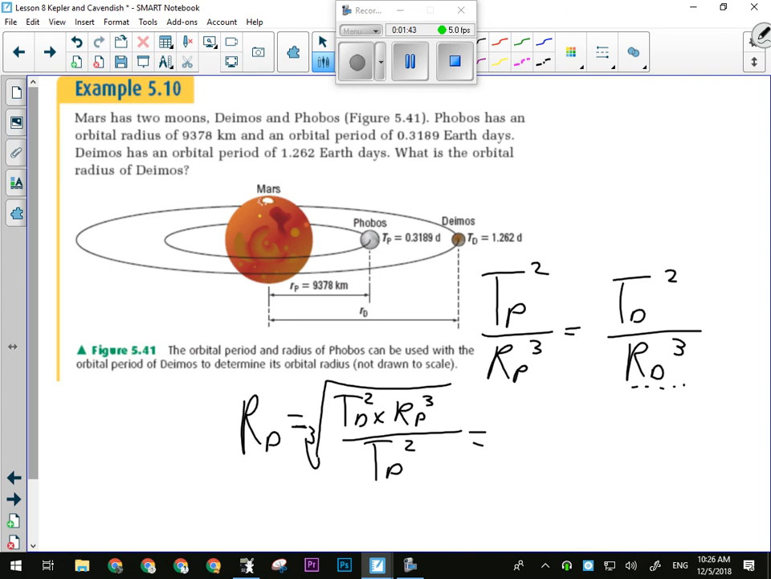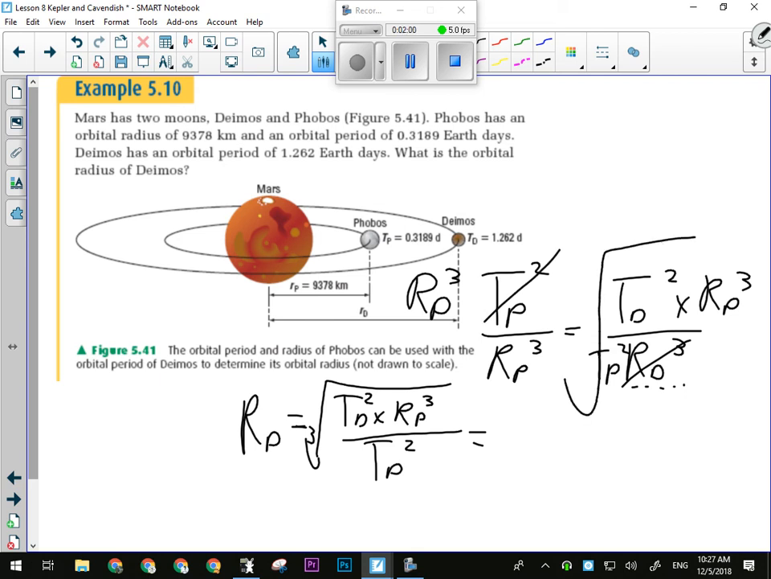Okay, the manipulation. So I multiplied both sides by the radius of Deimos cubed, so it canceled here. Multiplied both sides by the radius of Phobos cubed. And then divided both sides by the period of Phobos squared. And then I take the cube root to get rid of the cubed. Basically, I just cross-multiplied everything in order to get the radius of Deimos on top.